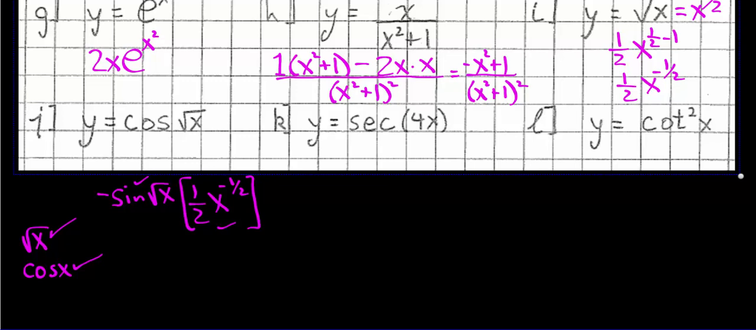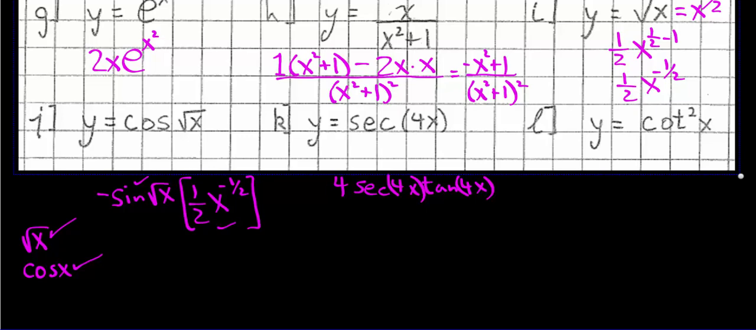So this one over here, this is going to be secant 4x tan 4x. That's the derivative of secant. However, now multiply by the derivative of the inside, which is 4. So this is the chain rule.